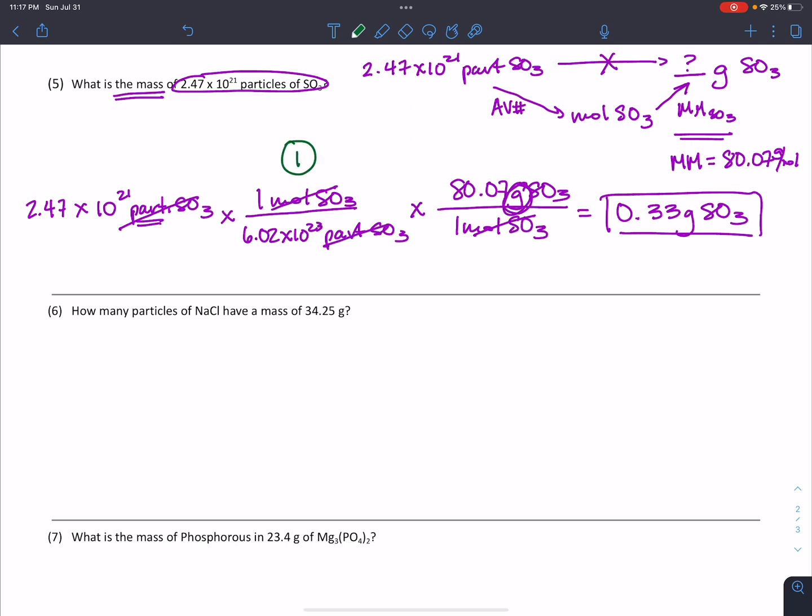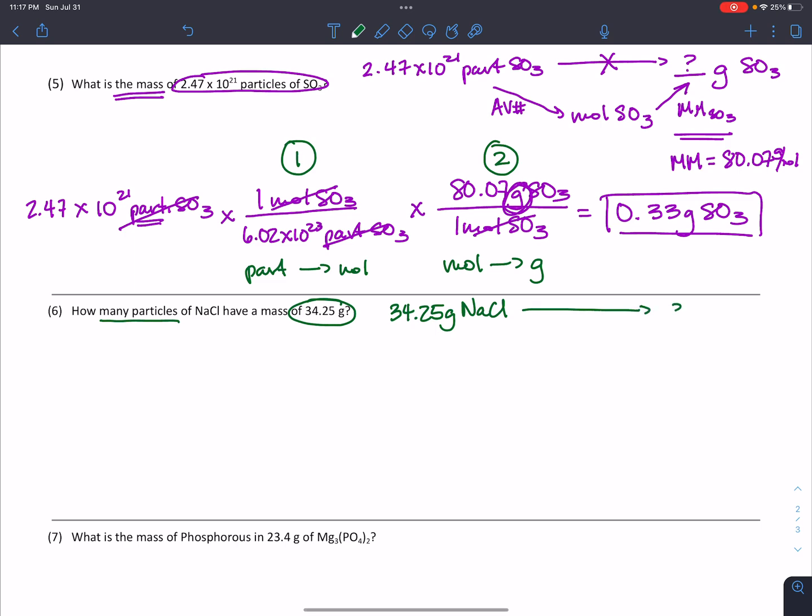So again, 2 steps this time. The first step was our particles to moles, and then our second step was moles to grams. Whenever the word mole is not in the problem, you can almost guarantee you're going to have more than one step. So let's look down at the next problem. It says, how many particles of NaCl have a mass of 34.25 grams? So we have a mass and we're asked for particles. This time we'll start with mass, 34.25 grams of sodium chloride, and we're asked to calculate how many particles are in that amount.